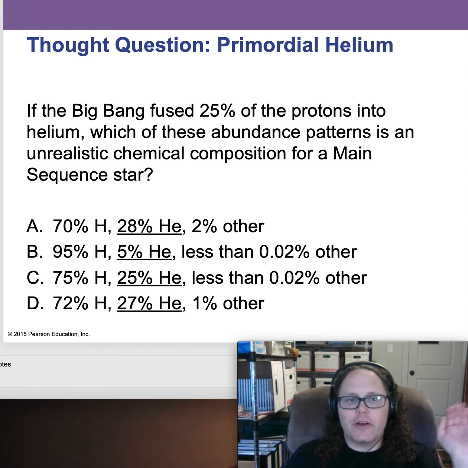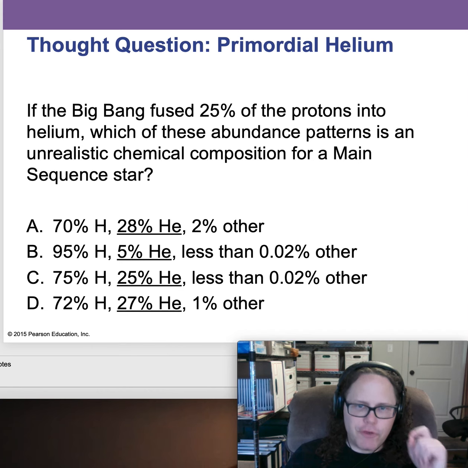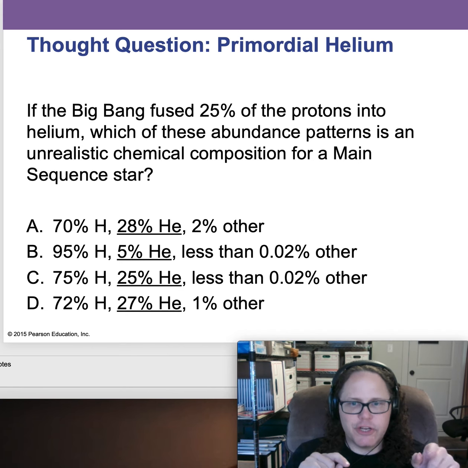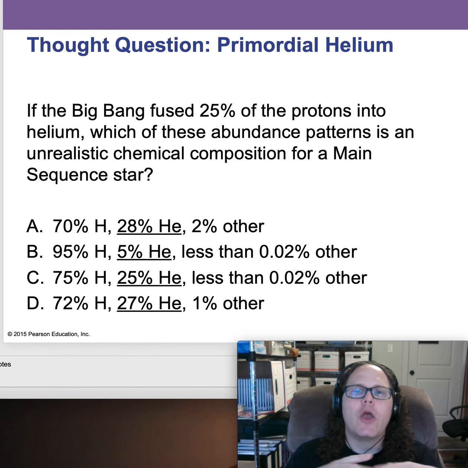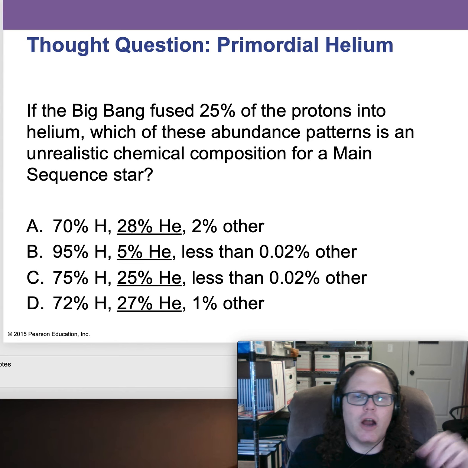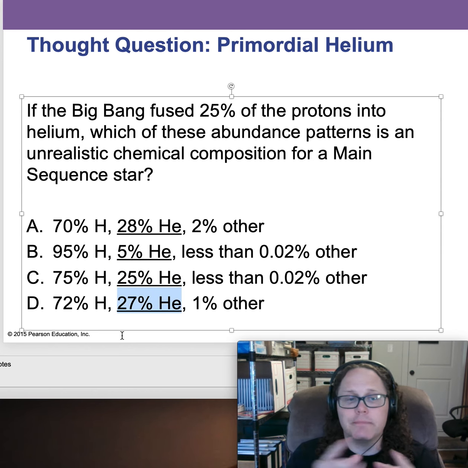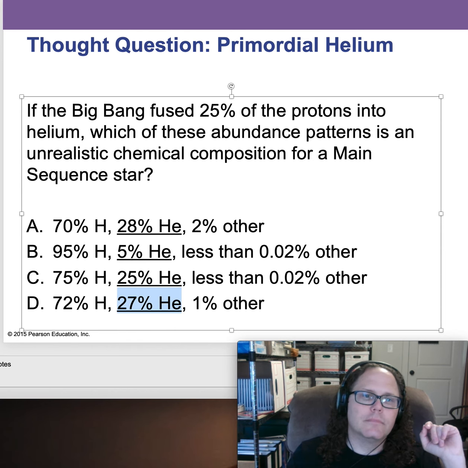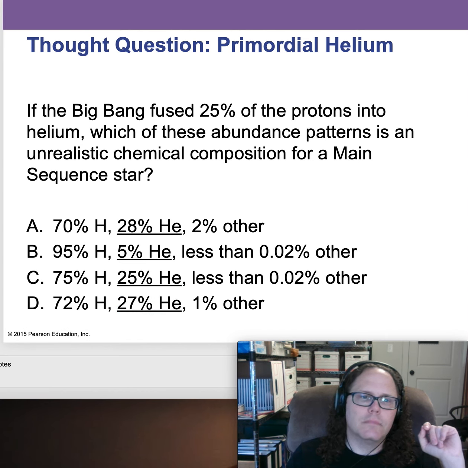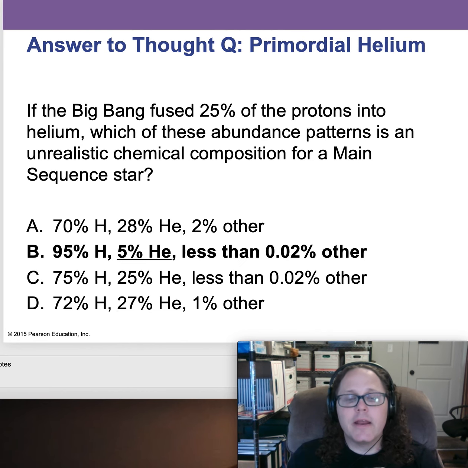So let's do a thought question. If it's really true that the Big Bang fused 25% of hydrogen, protons, into helium, which of these abundance patterns would be unrealistic for a main sequence star? 28% helium, 5% helium, 25% helium, or 27% helium? Write the answer down. Oh, you said 5%. You were right.